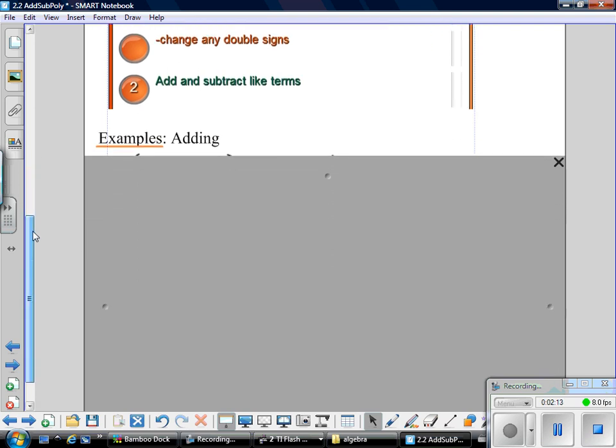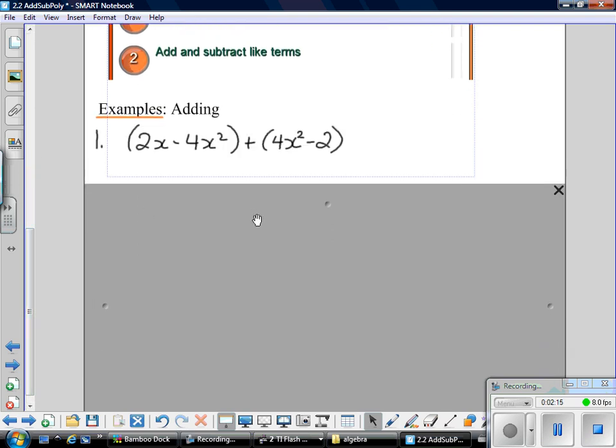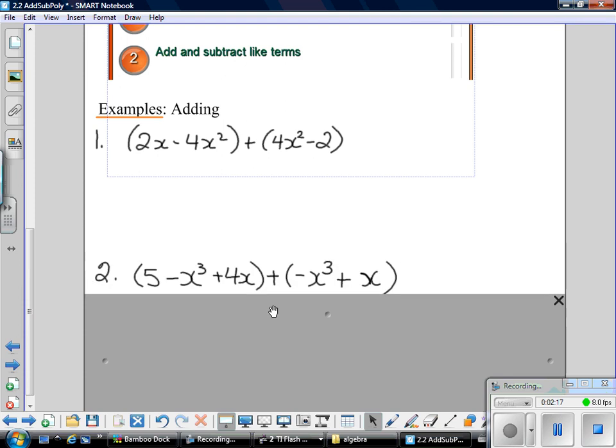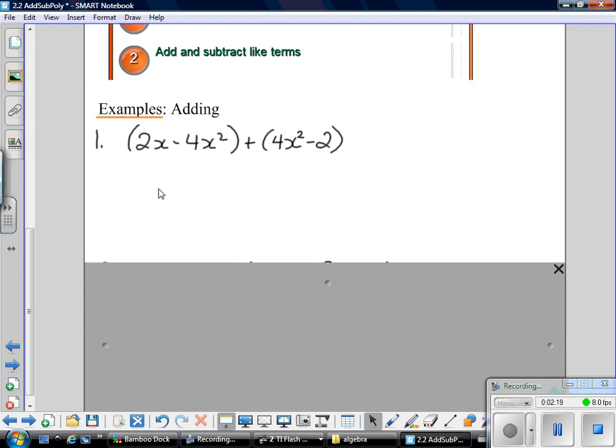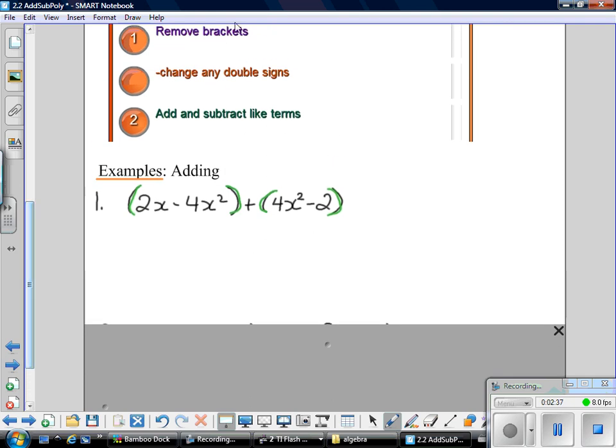So the first question says, for example, add. So it's asking us to add these two polynomials. This is the first one. Okay, notice all they've done is they put brackets around something that had two terms, and they're adding another binomial to that. Okay, so if I follow what it says, remove brackets, change any double signs.